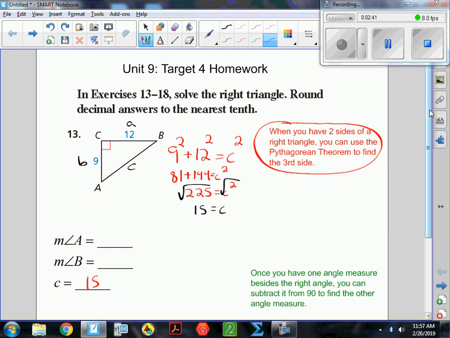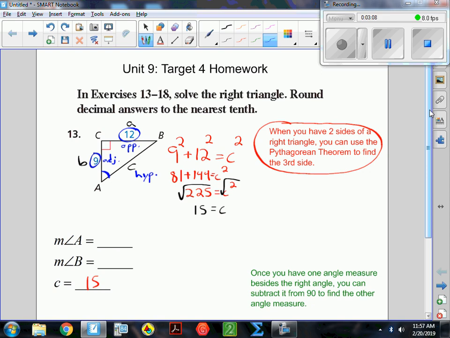Just in case I made a mistake when I found C, I'm going to really focus on the 9 and the 12, the numbers that I'm given. And I'm also going to look at A first. So with the angle A, from that perspective, the 12 is the opposite side, and the 9 is the adjacent side. You could write those down if you wanted. The 12 is the opposite side, the 9 is the adjacent side, the C is the hypotenuse.